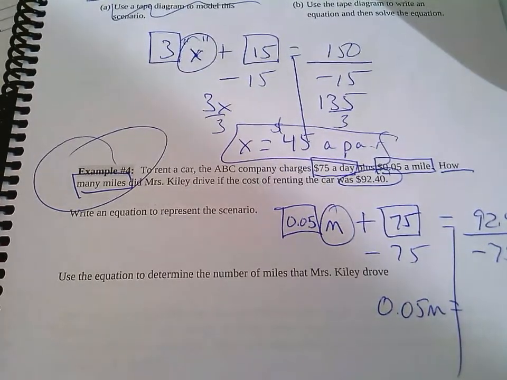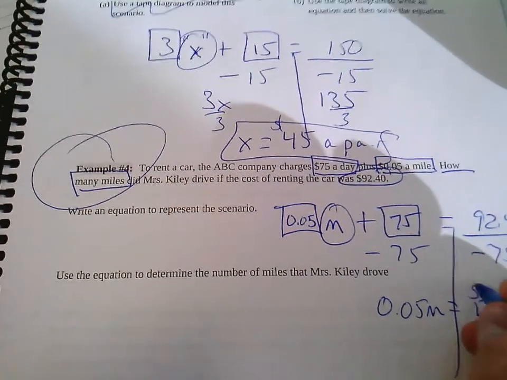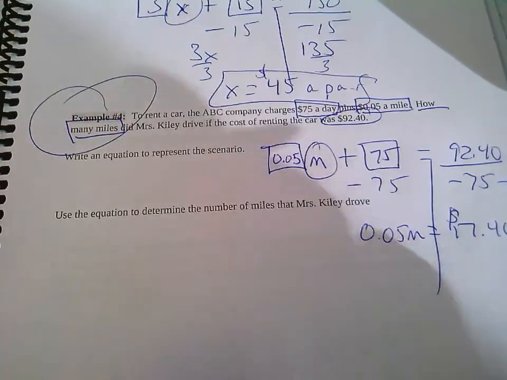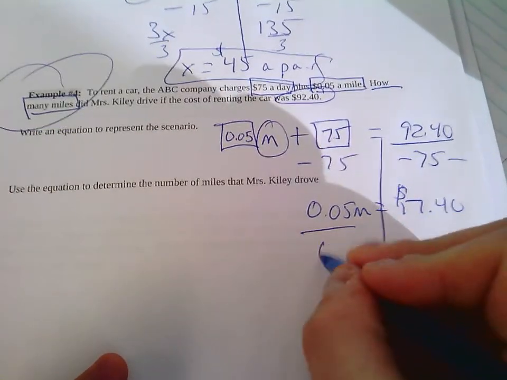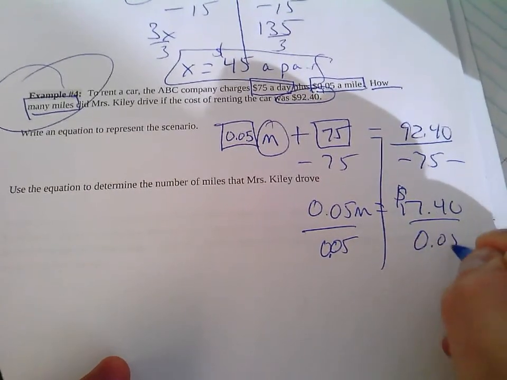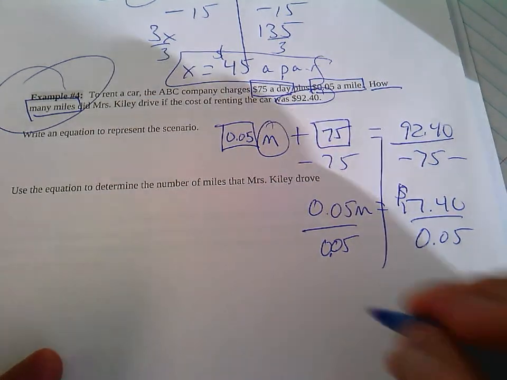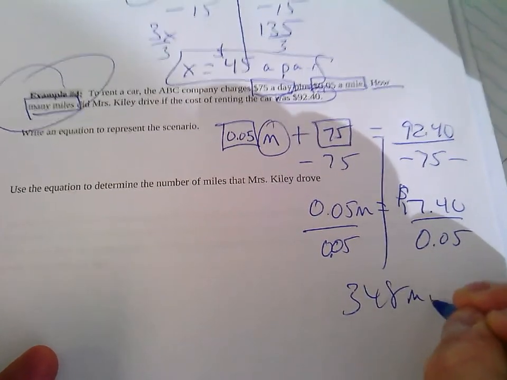Okay, 92.40 minus 75 would be, no, that one I can't do in my head as quick. $17.40. Divided by 0.05. And we get 348 miles.